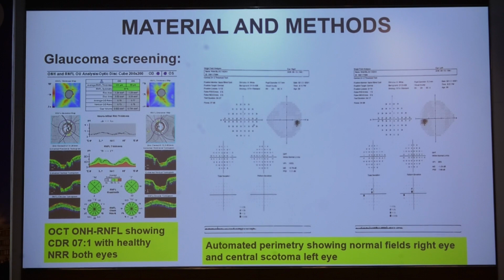The OCT RNFL showed an increased cup-disc ratio, but the NRR, as we can see, is normal. The right eye visual field was normal. The left eye showed a central scotoma, which is consistent with CSR.